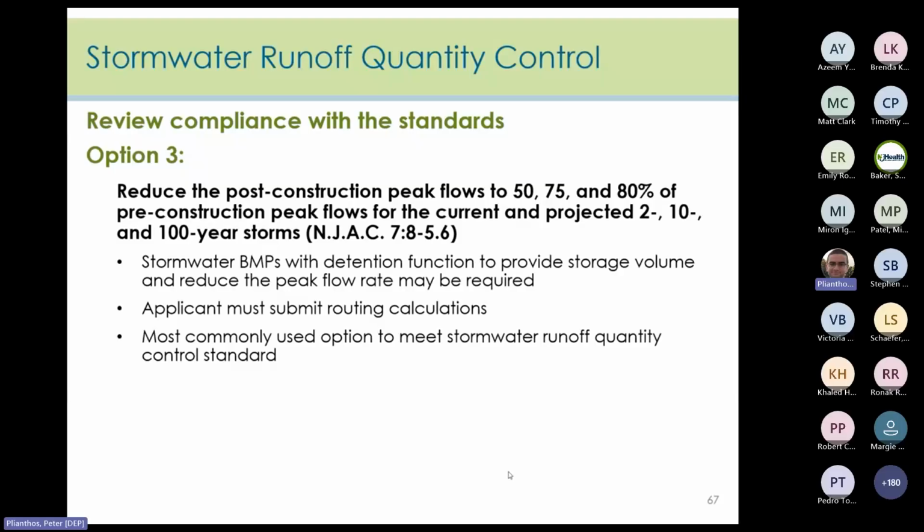And now, option 3. This option requires the use of BMPs to reduce the post-construction peak flow rates to 50, 75, and 80% of the pre-construction peak flow rates for the current and projected 2, 10, and 100-year storms, respectively. And even though this is the most common option, we still see a lot of mistakes, so let's go over it.